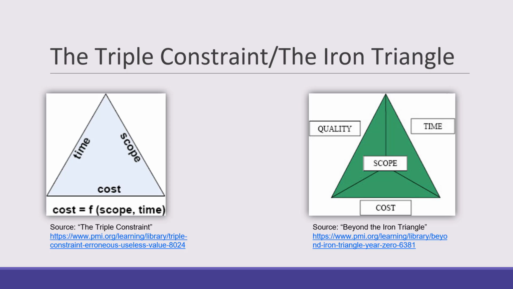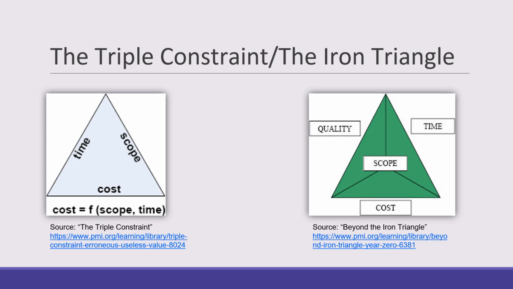To reduce the cost of the project, the scope will need to decrease or the time of the project will need to increase. Often, project managers will need to take actions to adjust all three variables simultaneously. In our second diagram, scope is in the center, and it's comprised of the variables of cost, quality, and time. This diagram refers to the concept as the iron triangle.